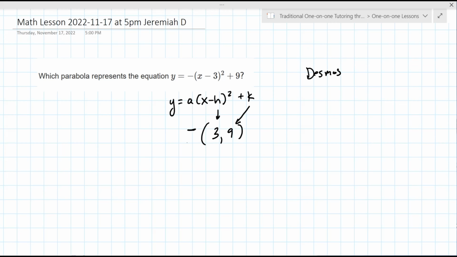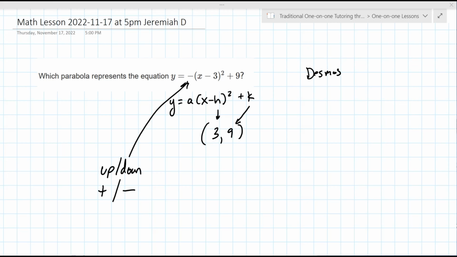This negative out in front, it tells you something very important as well. Do you remember what the negative out in front does? No, I don't remember. So it tells you whether it opens up or down. Okay, and if it's positive, it opens up. If it's negative, it opens down. Okay, so not too much there to remember, but a couple of things that you do have to keep in mind when you're looking at this.